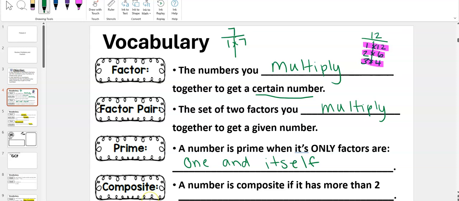Composite would be the opposite of prime. A number that is composite has more than 2 factors. An example of a composite number would be 12. 12 is composite because it has more than 2 factors. 7 is prime, and 12 is composite.